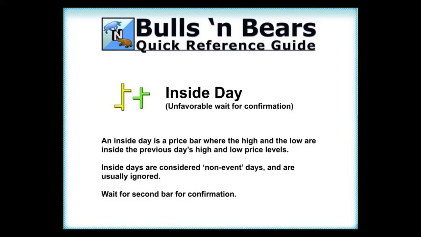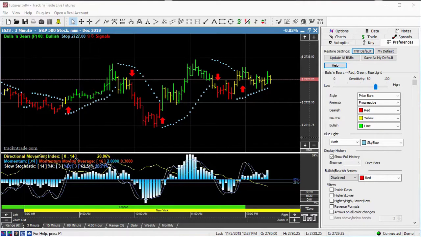These are considered non-event days, where nothing significant has happened. We may not want to enter the market based on a signal derived from a non-event or neutral day. The computer can filter these out for us if we so choose by simply checking the box next to this filter. The higher-lower filter weeds out sell signals where the signal bar close is not lower than the previous yellow bar's close. The higher-high, lower-low filter weeds out signals where the signal bar's high is not higher than the previous yellow price bar's high. The next filter is the reverse formula filter.